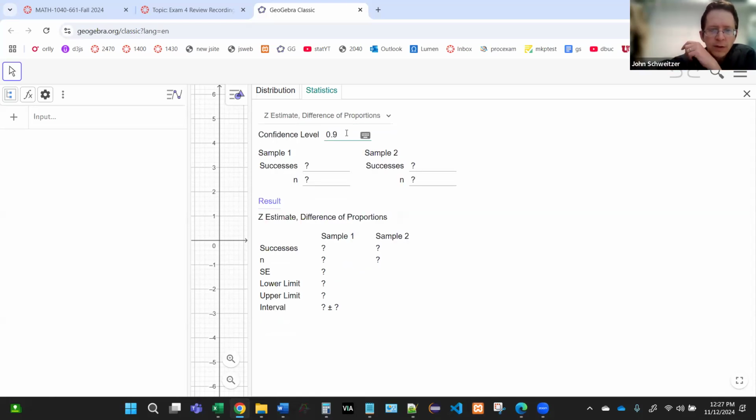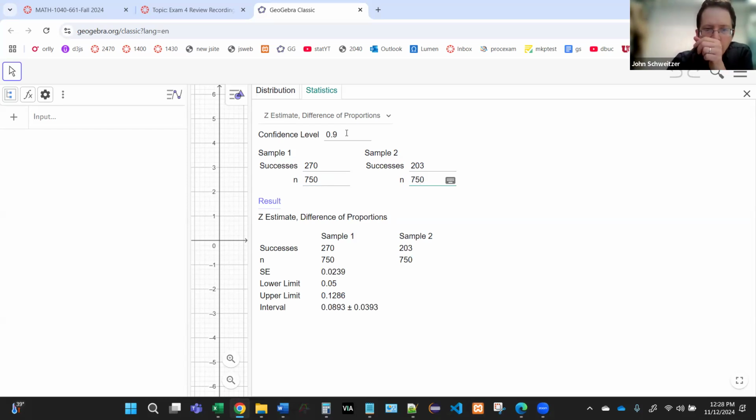Then we put in the confidence level, and then which one is sample 2, which one is sample 1? Well, it's totally up to you. I tend to prefer positive numbers to negative numbers, like most people, so I'll put the women in as the first sample and the men in as the second sample. But you can definitely swap that. There's no reason why you can't. The numbers will only differ in the sign.